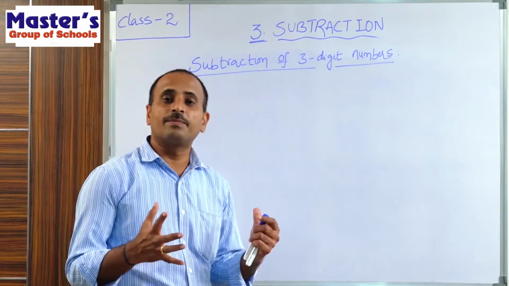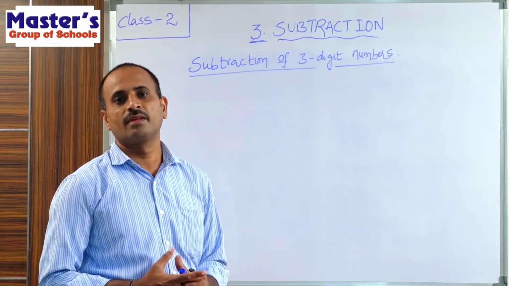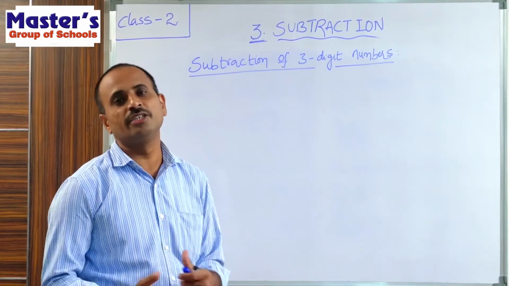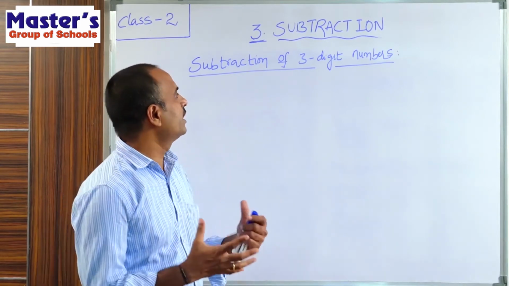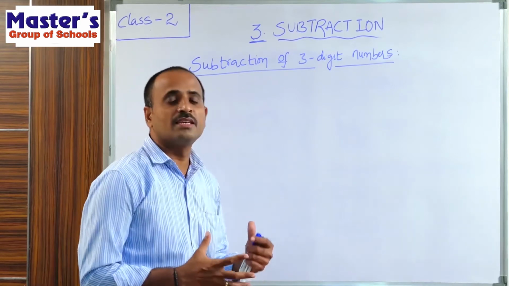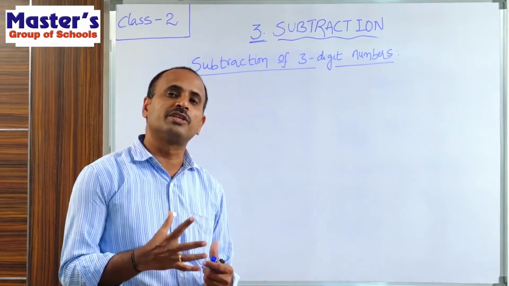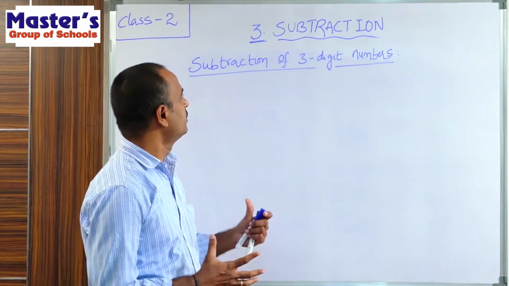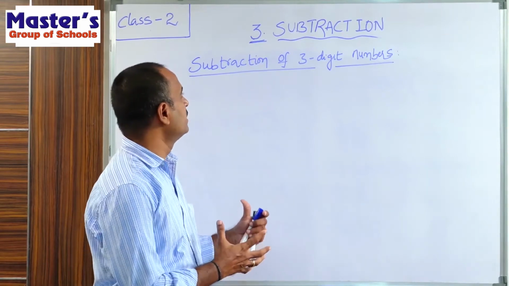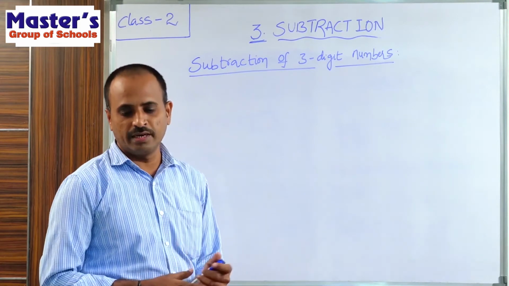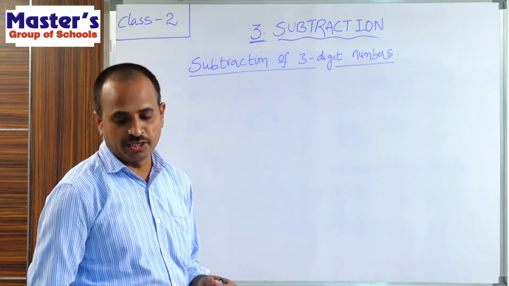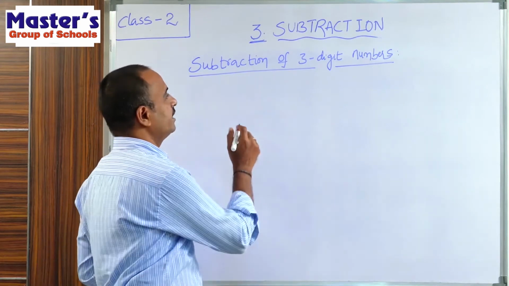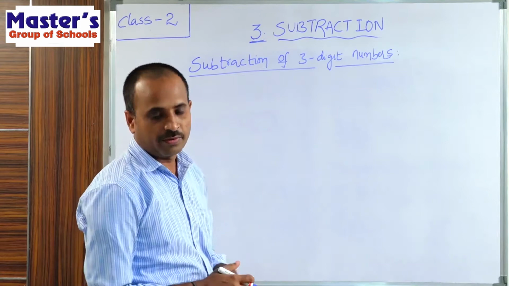So how can we subtract three-digit numbers? We can subtract three-digit numbers in the same way as two-digit numbers. So let us see one example. How can we subtract three-digit numbers? Let us take two three-digit numbers, that is 214 and 538.